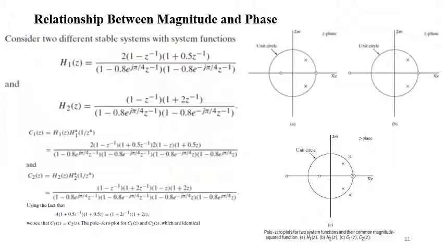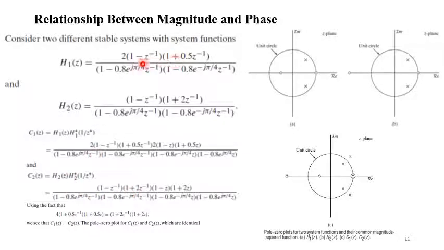So let's consider an example where we have two different stable systems with system functions as shown here. H1(z) consists of this one, and H2(z) has these values. So let's find C1(z). C1(z) will be equal to H1(z) H1*(1/z*). So that means we can find C1(z); it will have a value something like this, and similarly we can find C2(z), and it has this value.